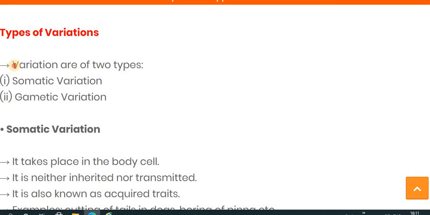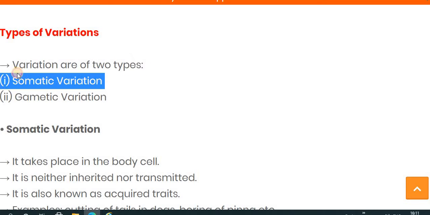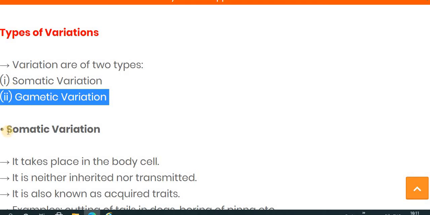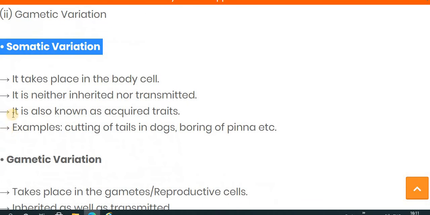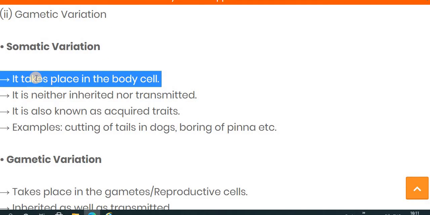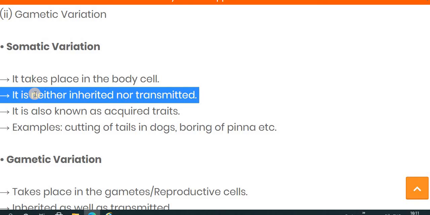Now the next topic is the types of variation. Variation is mainly of two types. The first one is somatic variation, and the second one is gametic variation. Let's see the first one, somatic variation. Somatic variation takes place in the body cell, and it is neither inherited nor transmitted, meaning it is not passed from one generation to another generation.